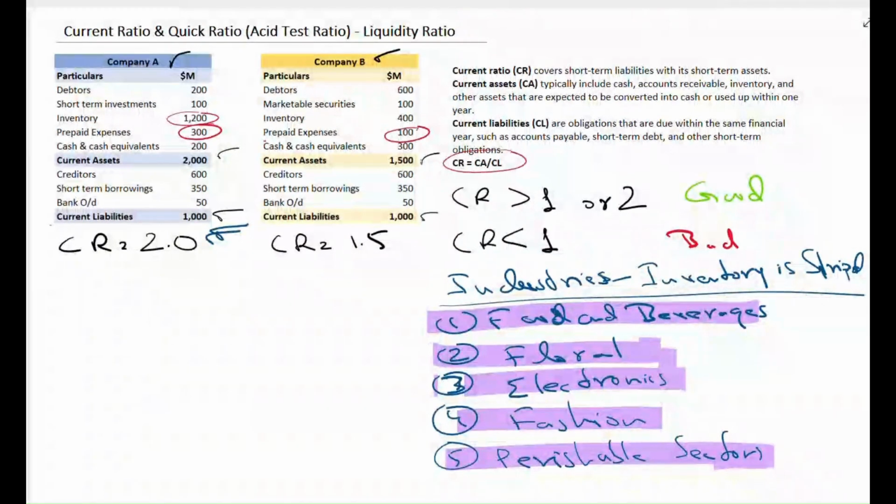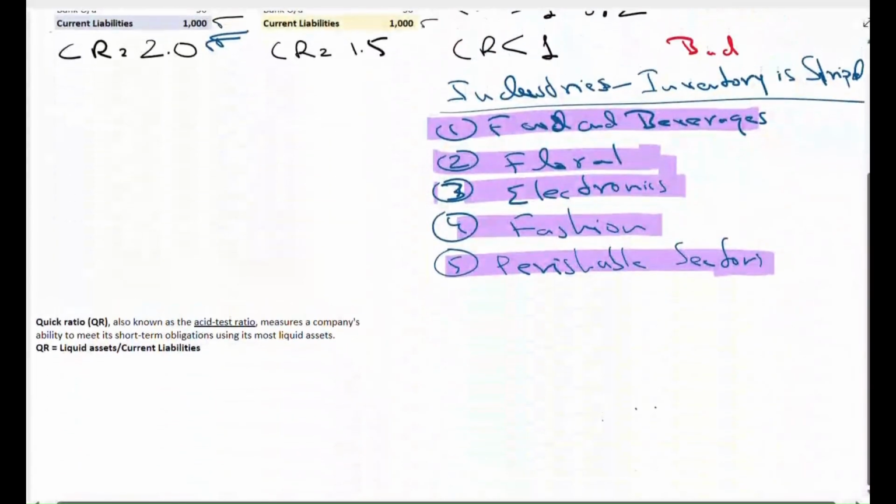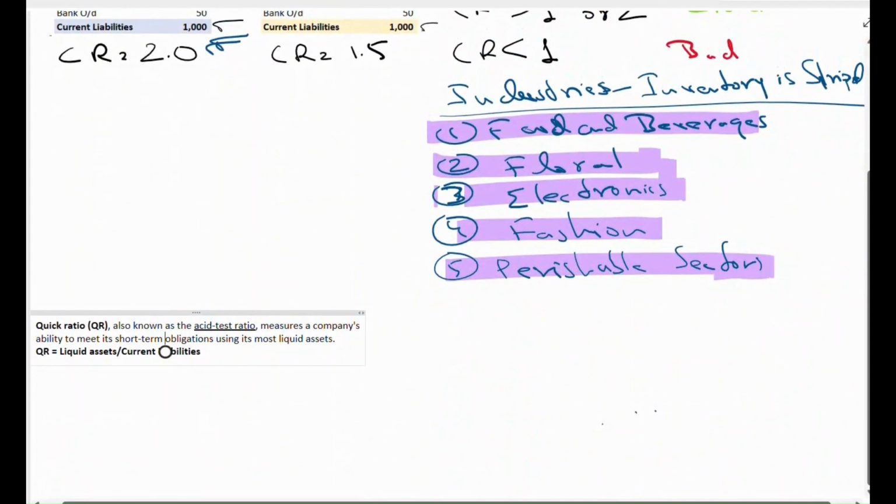Some sort of medicines also come into that, where they need to be stored at a certain temperature, and certain medicines need to be sold in one or two weeks' time, or some chemicals. So all those club together under the perishable sector. Now, since we have talked about tailoring the current ratio, let's see which ratio we're going to use, which is a tailored version of the current ratio.